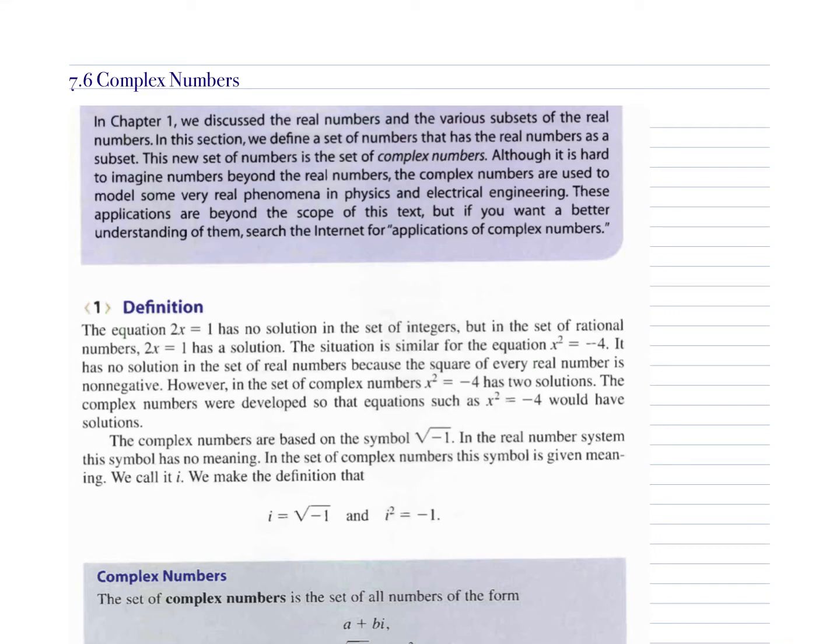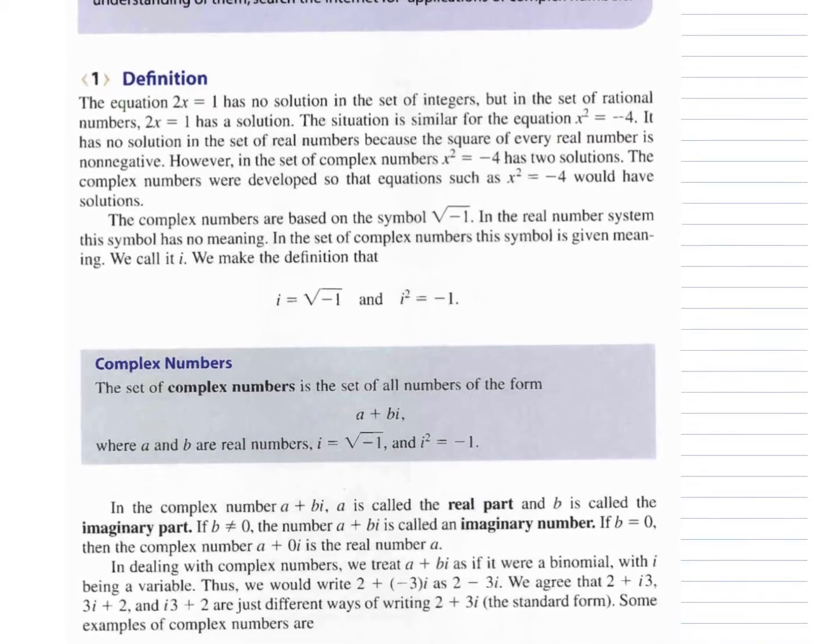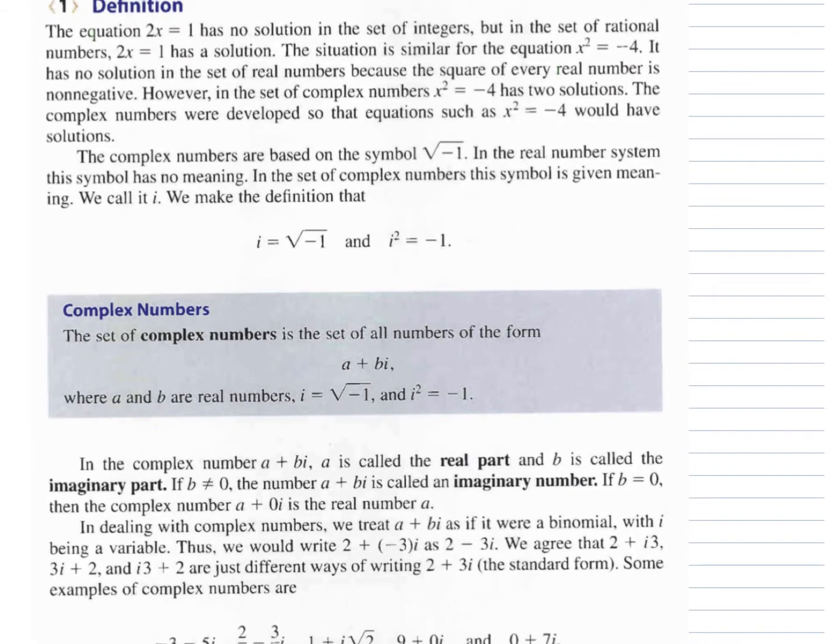7.6 goes over complex numbers. Complex numbers are something like i. i is the set of numbers indicated by the square root of -1. i squared is just -1. So if we look at these, we're going to be working in the form of a plus bi.